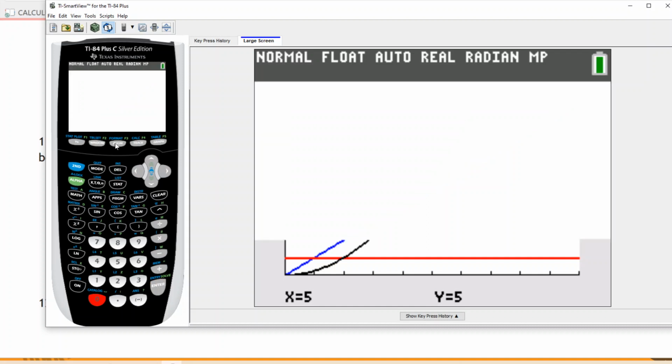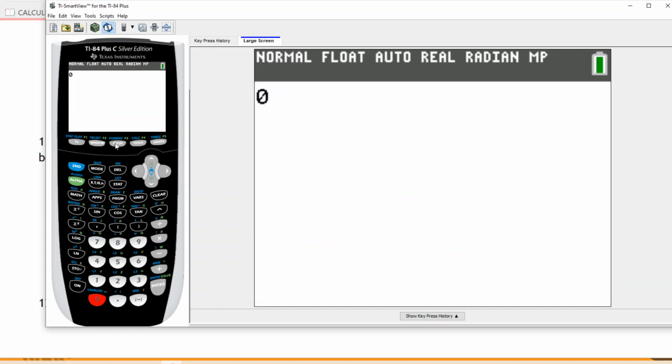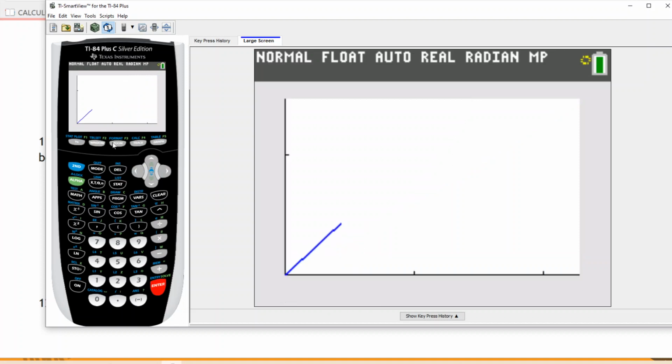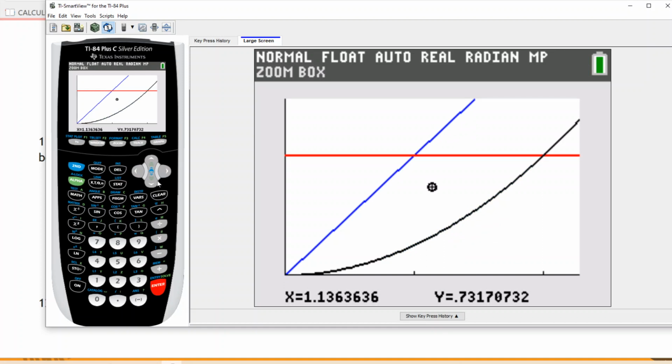I'll get my cursor over in the bottom right-hand corner. Then I'll push enter and I'll start dragging my box so that I have my interesting region into that box. Push enter to zoom into that box. Now I'm looking at this region.